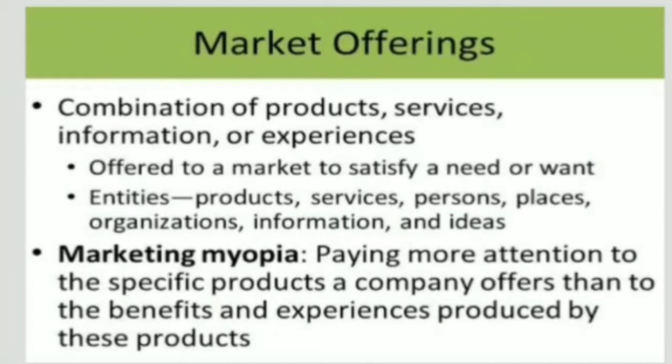So entities, products, services, persons, place. Entities such as products, services, persons, place, organizations, information, and ideas. Anything which you are going to offer along with the basic product to the customer is called as market offering.